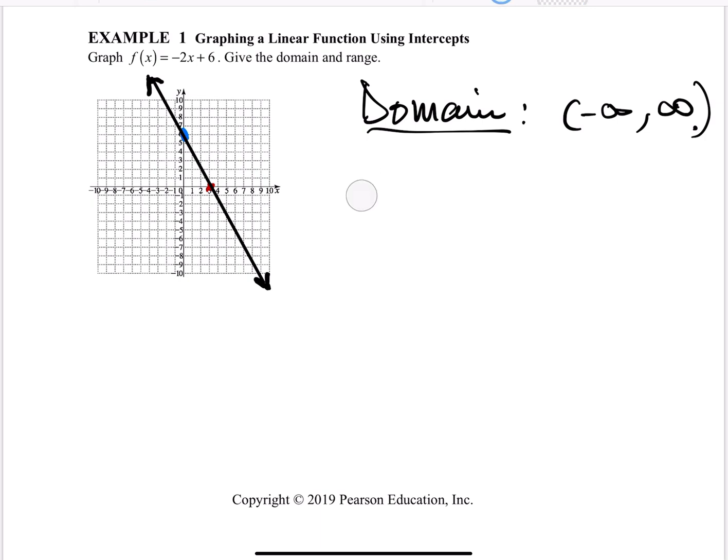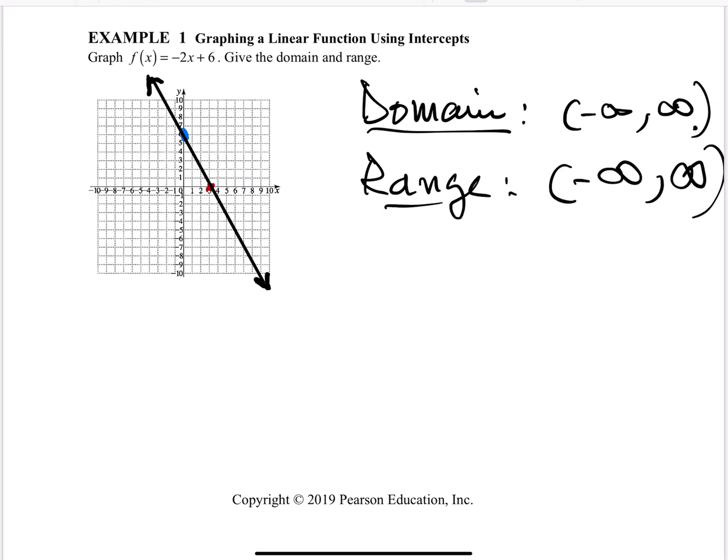Okay, the range, you can also tell. On the y-axis, check the graph. The graph goes forever. Then the range also is negative infinity to infinity. That's the range. Good. Let me know if you have any questions. Okay, let's move on to the next one.